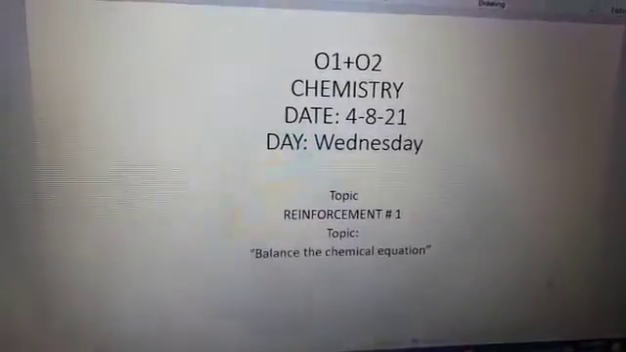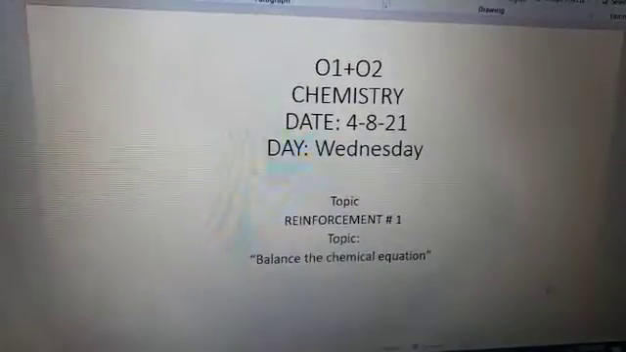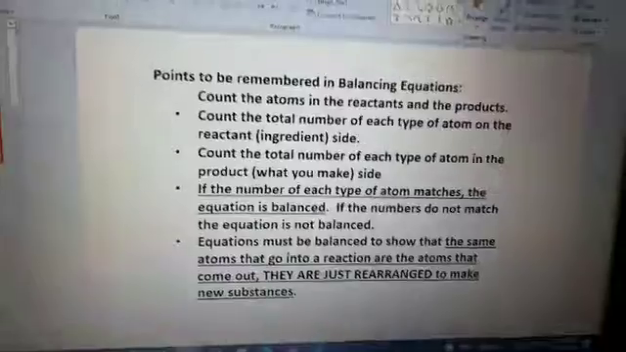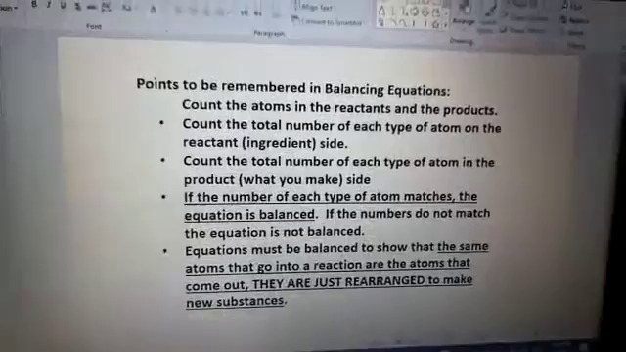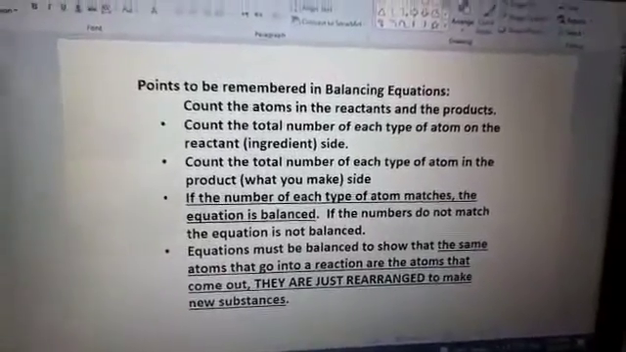The topic which I have selected for today's reinforcement number 1 is balancing the chemical equation. First, I explain to the students the points to be remembered in balancing the chemical equation.